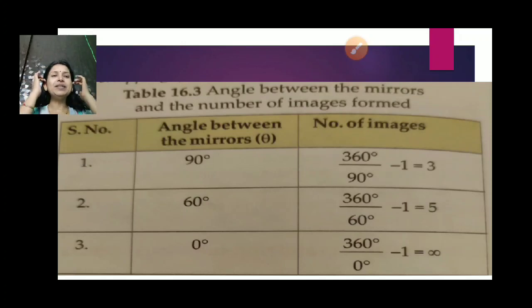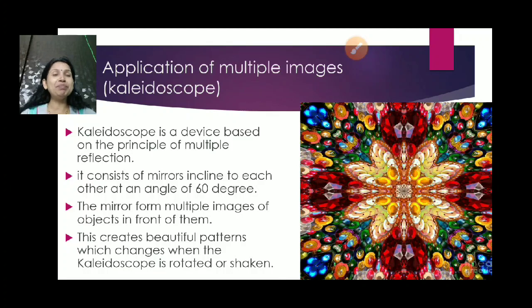Now the angle between the mirrors. Suppose this is 60 degrees, as I have told you; if it is 90 degrees, then 3 images would be possible. If it is 0 degrees, then an infinite number of images would be possible. So 360 degrees, how much would it be? 360 degrees happens when the mirrors are parallel.